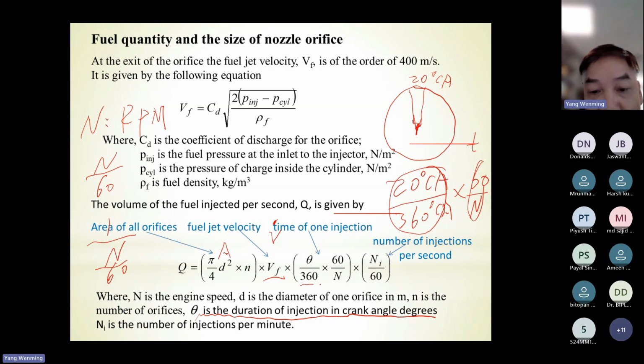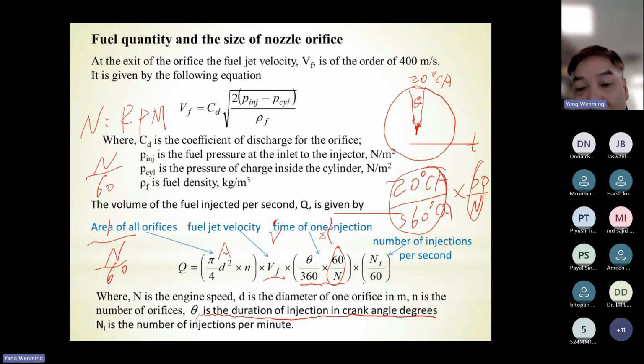So that's why we have this: theta divided by 360 is changed to a fraction. That times the time for one revolution, so we can find out the fuel injection time for one injection. Now understand? So this one is delta T, the fuel injection time for one injection.